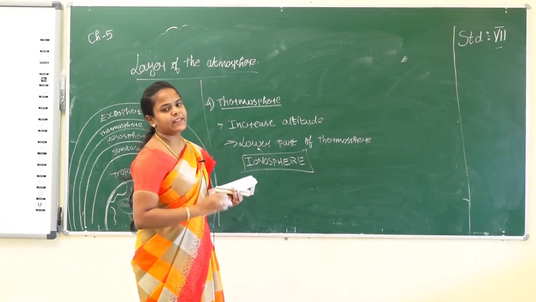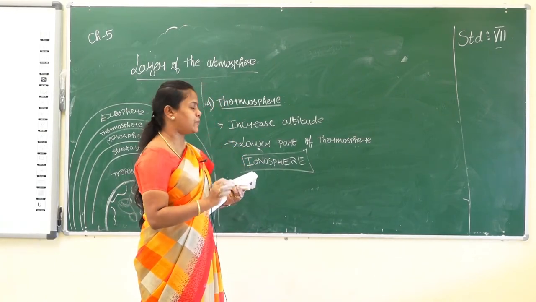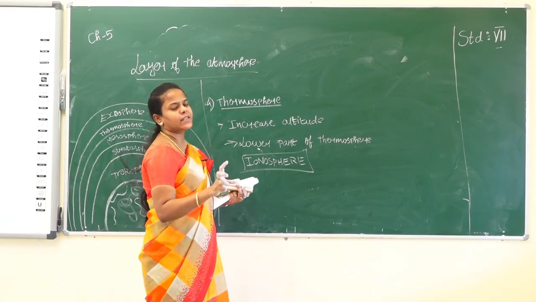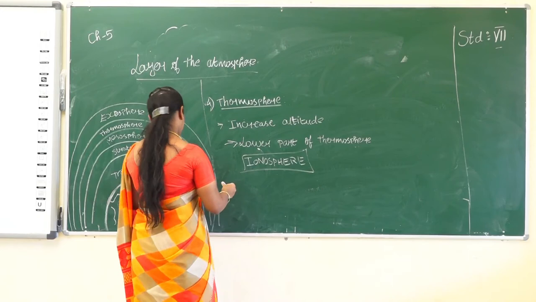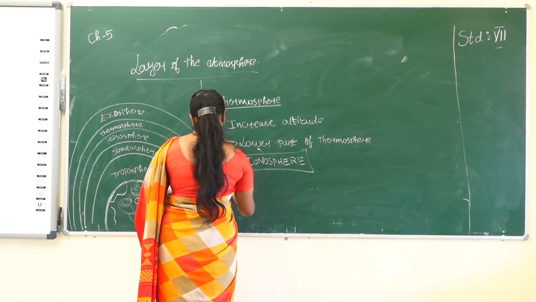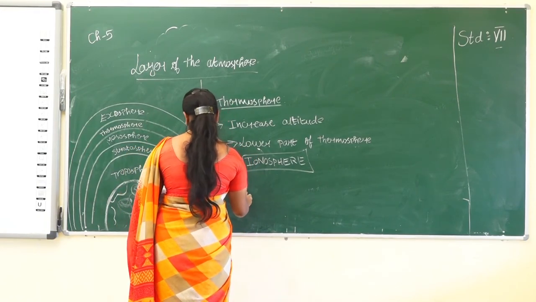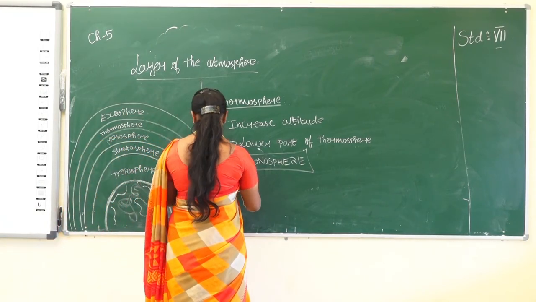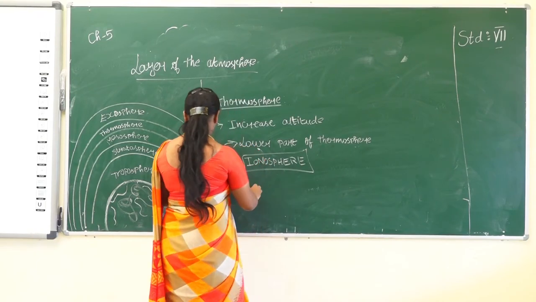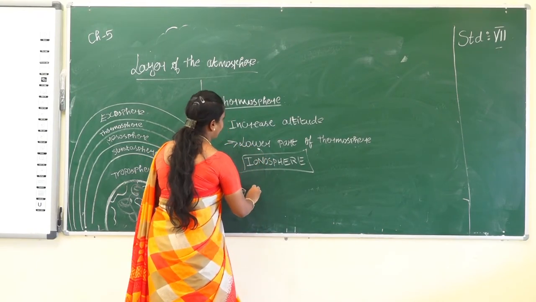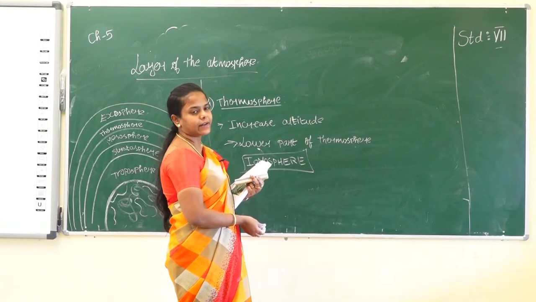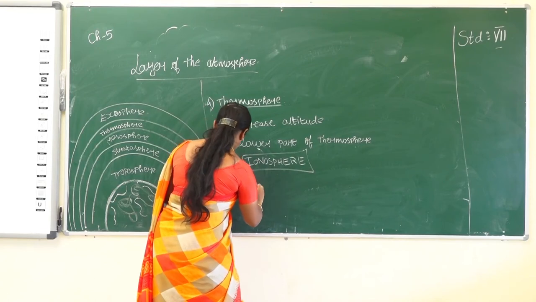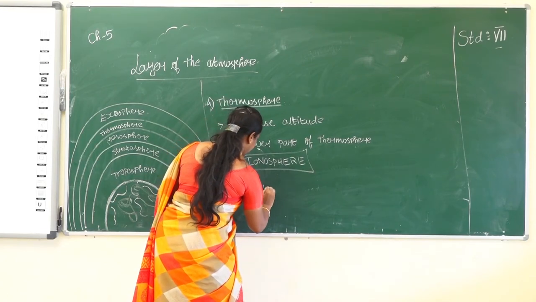The lower part of the thermosphere is known as what, student? Ionosphere. I repeat, the lower part of the thermosphere is known as ionosphere, right? And the thermosphere contains an electrically charged component known as ions, right? It contains electrically charged particles.